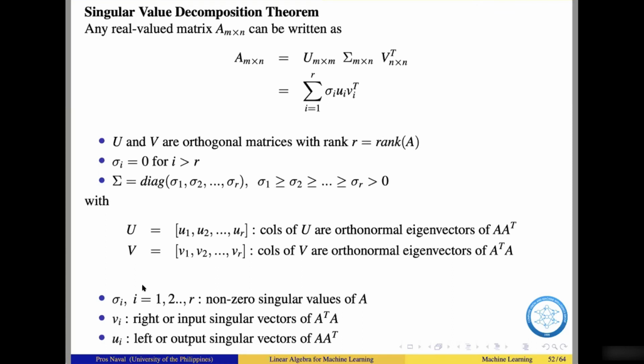So the vectors here have special names. These V_i's are called the right or input singular vectors of A, while U_i, U1, U2 up to Ur, are the left or output singular vectors of A.